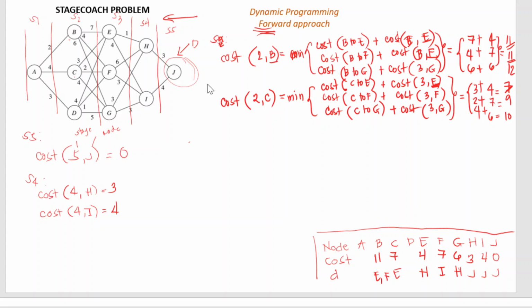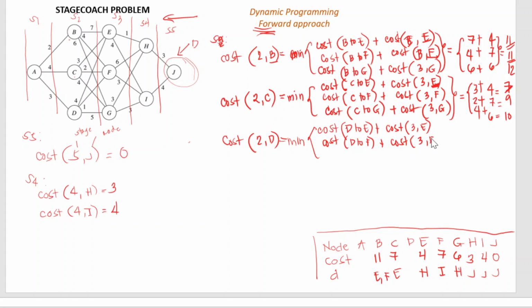Okay, next, let's get the cost of 2D. Okay, so we have here the minimum of the cost of D to E plus the cost of 3E, the cost of D to F plus the cost of 3F, the cost of D to G plus the cost of 3G.